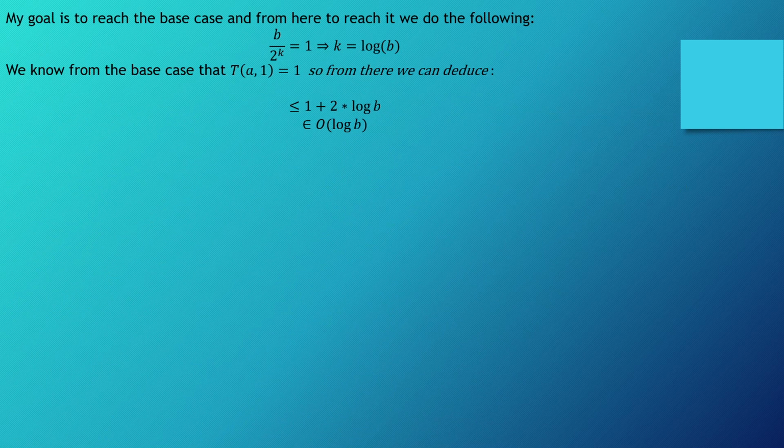Now we need to reach the base case, so we will assume that k equals log b, so b over 2 to the k equals 1. From here we know that the base case of T of a and 1 is 1, so it will be 1 plus 2 times log b, and now the LCM algorithm belongs to big O of log b.